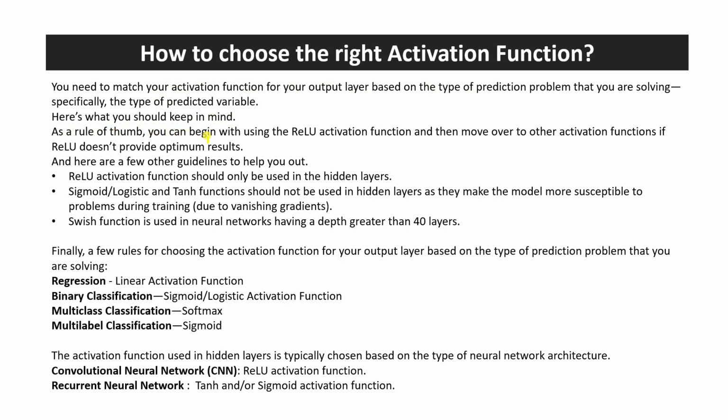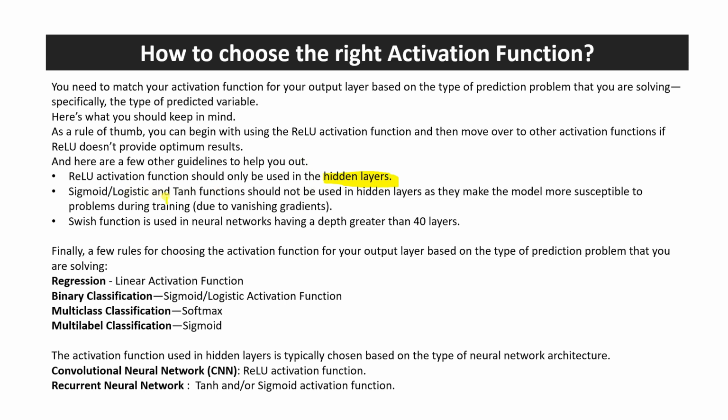As a rule of thumb, you can begin with the ReLU activation function, and move to another activation function if ReLU doesn't provide the optimum result. That means when you're designing any neural network architecture, first choose ReLU. If ReLU is not giving you the optimum result, you can go for the next one, because ReLU has many variants. The ReLU activation function should only be used in the hidden layers. We also saw that in the experiment in Google Colab.